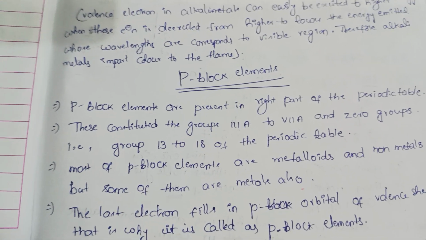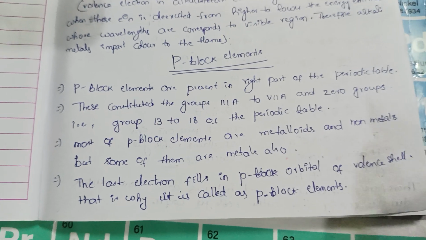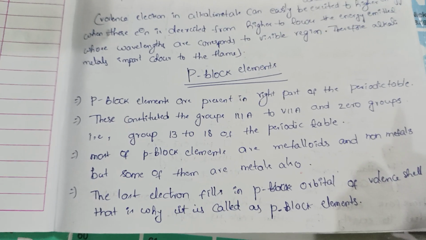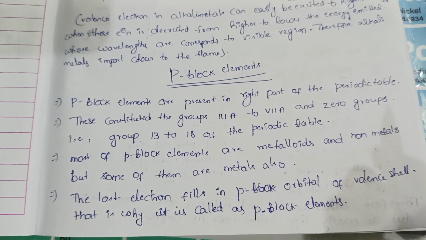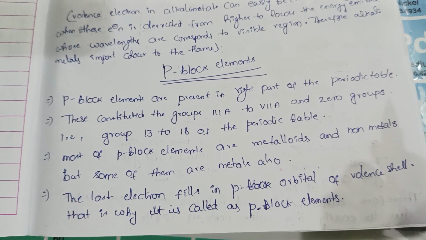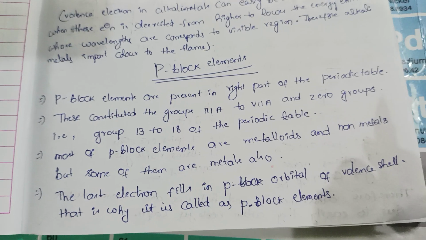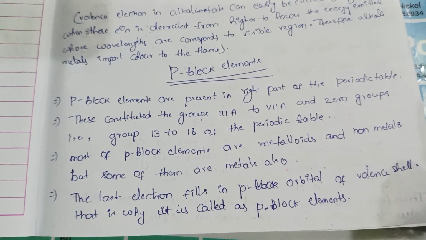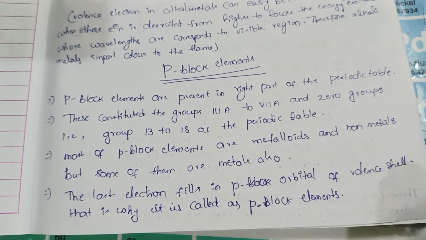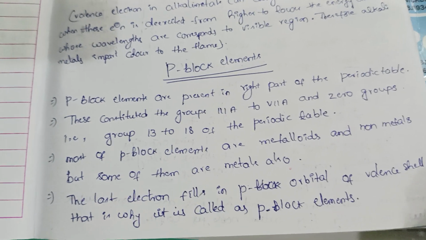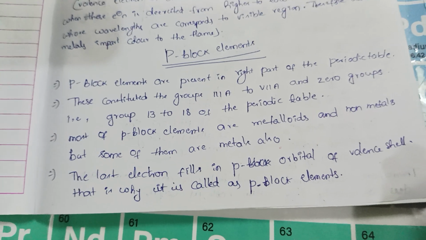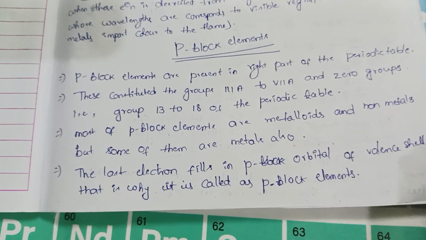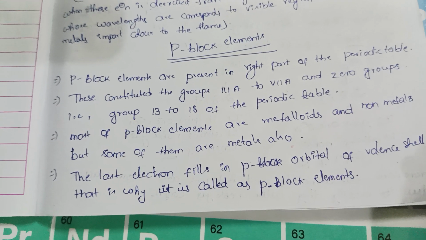Coming to P block elements. P block elements are present in the right part of the periodic table. These constitute groups 3A to 7A and the 0 group, which are groups 13 to 18 of the periodic table. Most of the P block elements are metalloids and non-metals, but some of them are metals also. The last electron fills the P orbital of the valence shell. That is why they are called P block elements.